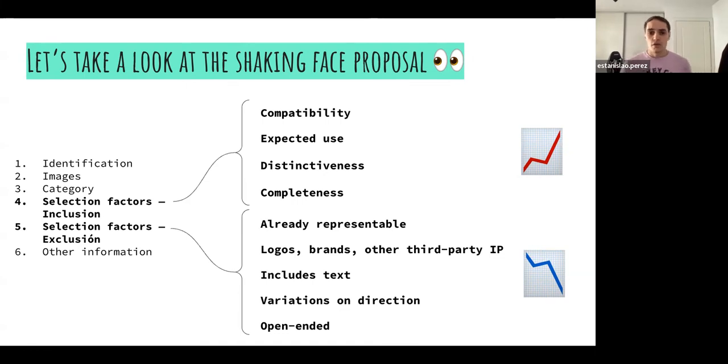Then we have to talk about the distinctiveness. This is how easily we can distinguish what we are talking about when we are using this emoji. I mean, an emoji should be explained by itself. If we have to explain why we are using that emoji, it makes no sense. So it's important that it has some distinctiveness.